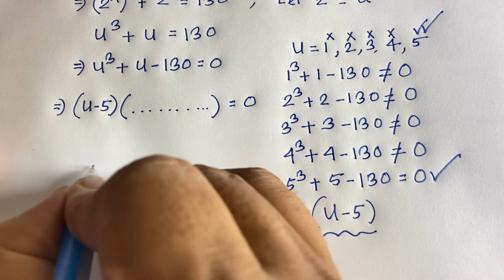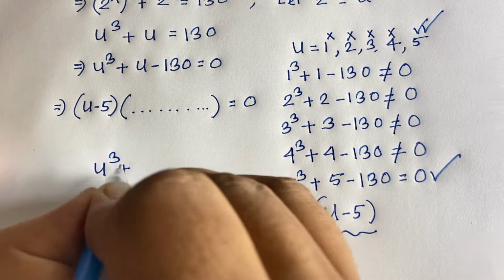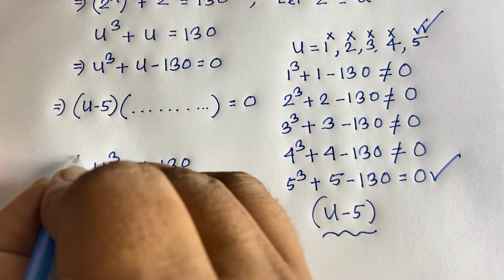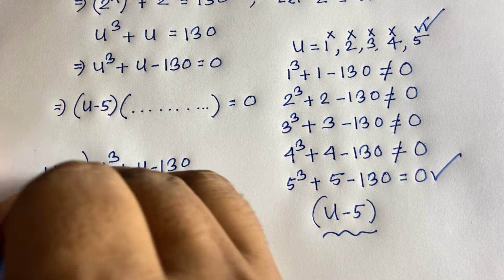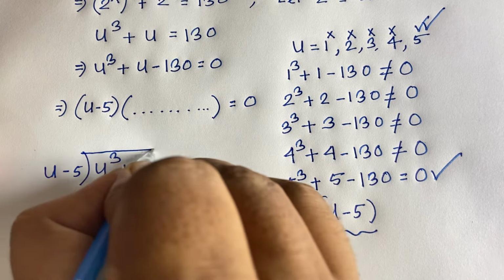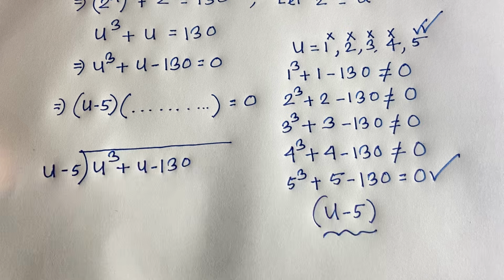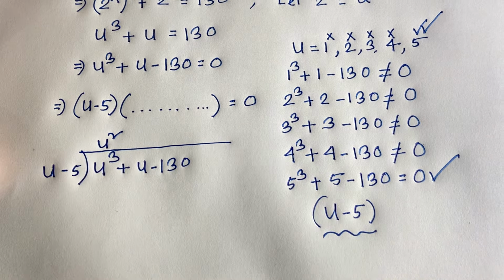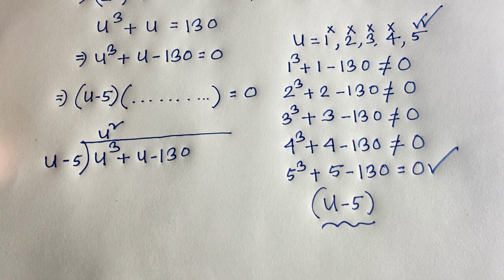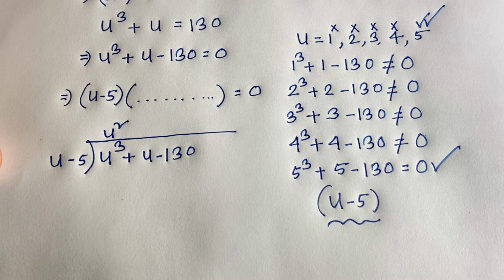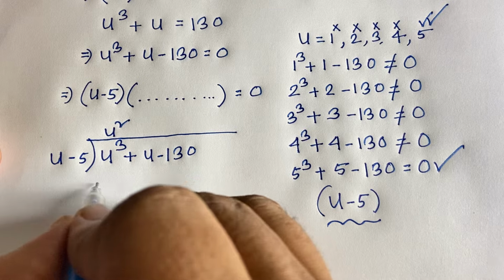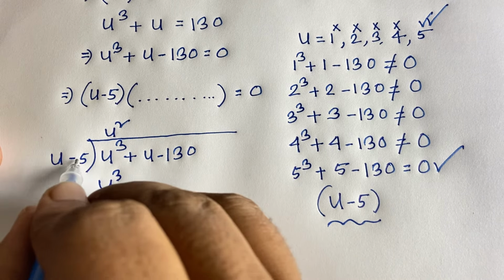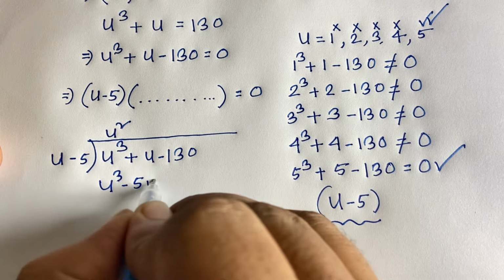So our question is u to the power 3 plus u minus 130, and if I divide by u minus 5, we'll find out this value easily. Okay, so I take u square. I can say u times u square will be u to the power 3, and u square times minus 5 will be minus 5u square.